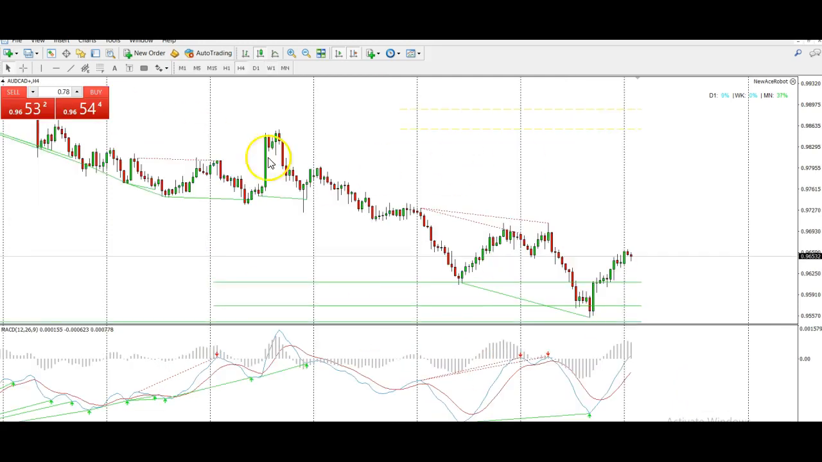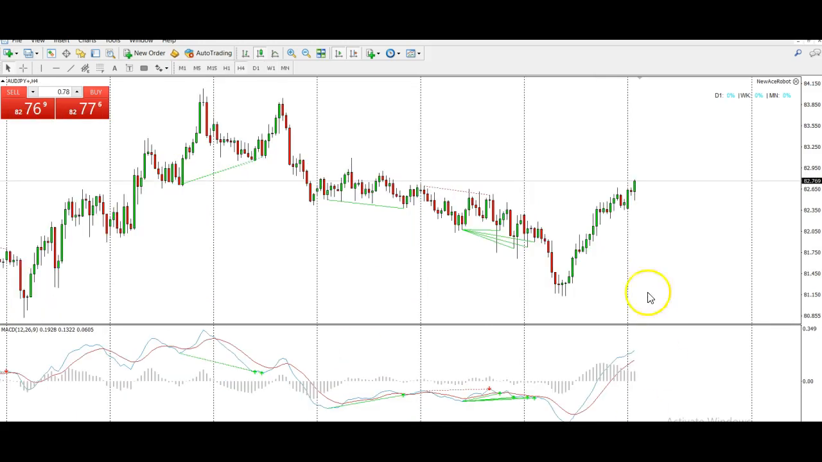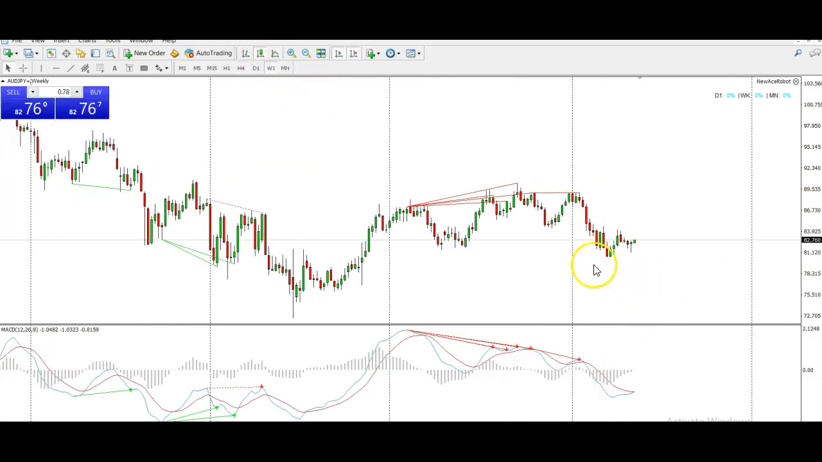And Aussie CAD weekly, similar story. I'm looking to buy it. First easy target is here. This caused this low, so I'm looking to buy this up towards 70, 90, 97 to 98. Aussie yen, similar story, bullish it, just came down, tested that, liking, so let's just look at it.